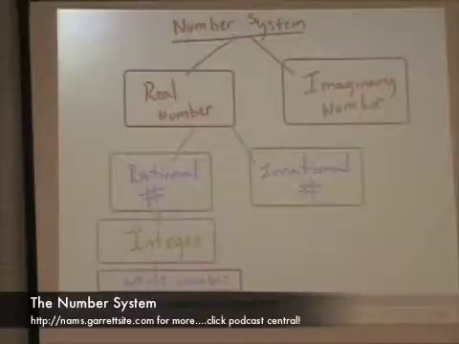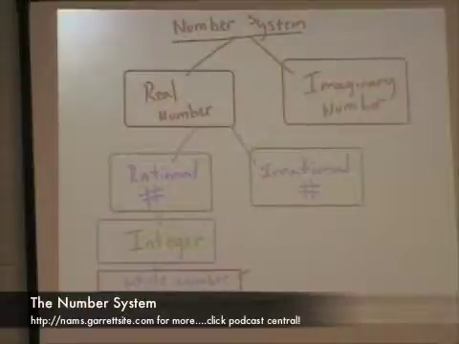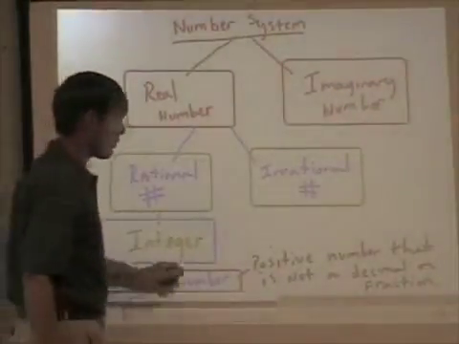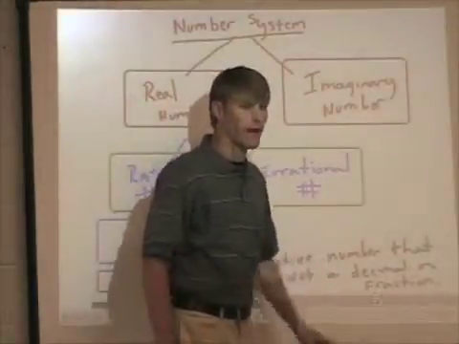Okay? So let's start at the bottom. What is a whole number? Let's tell the definition of a whole number. This is a positive number that's not a decimal or a fraction. Okay? So let's write a whole number as a positive number that is not a decimal or a fraction.